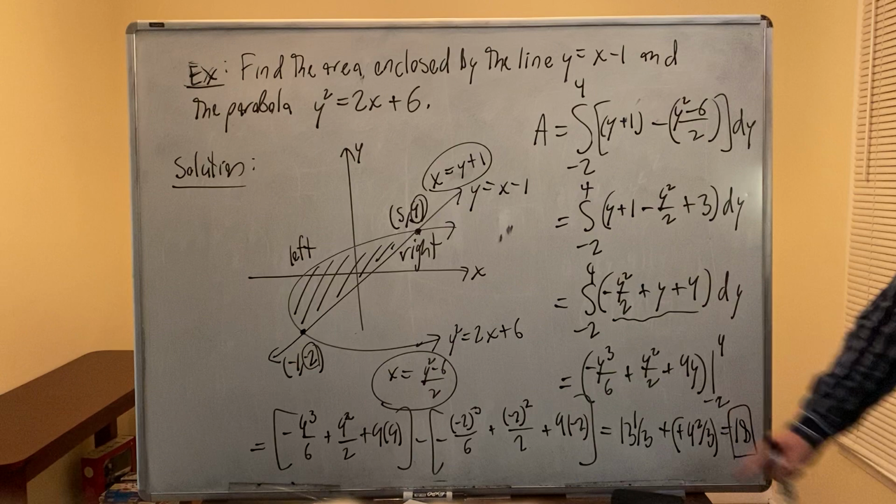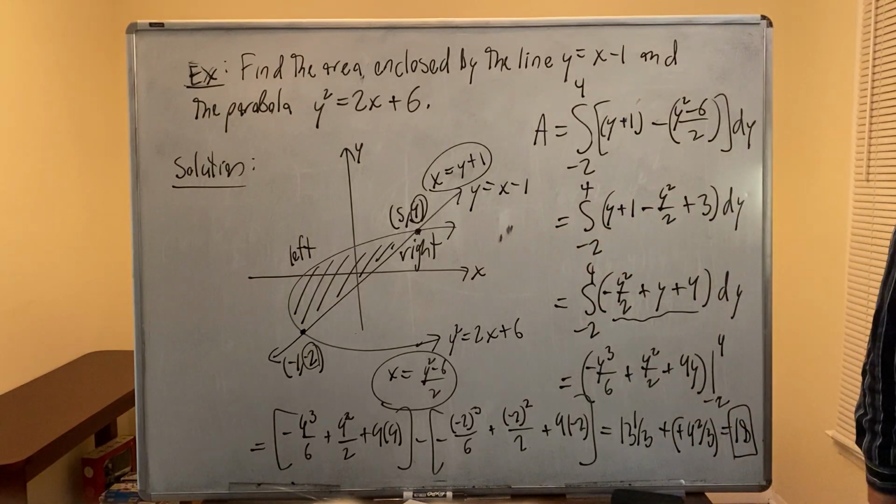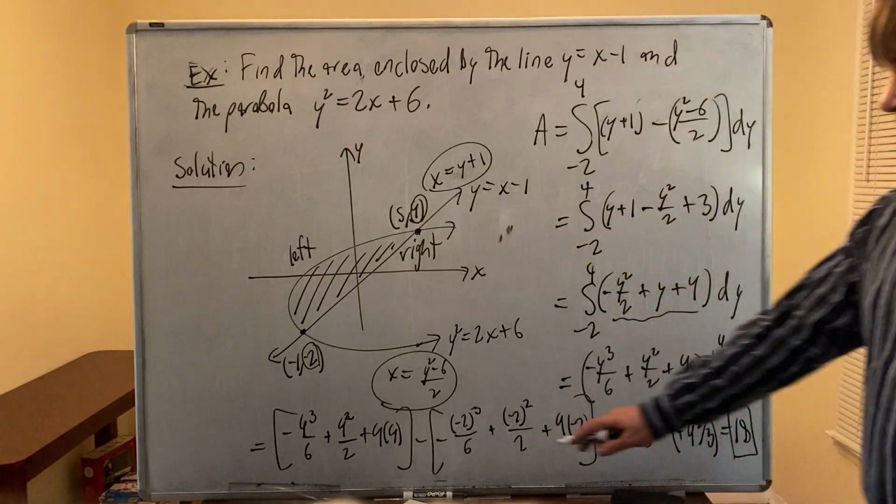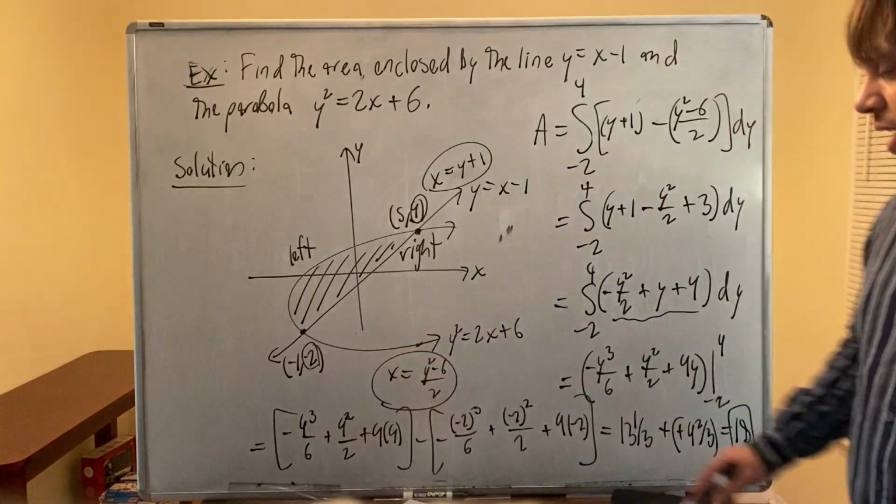And so the final answer is that the area of that shaded region is 18. And you could use your calculator for this. You could write it out. You get 18.